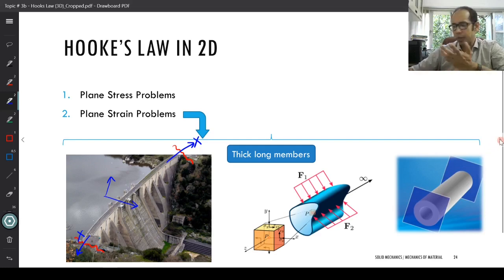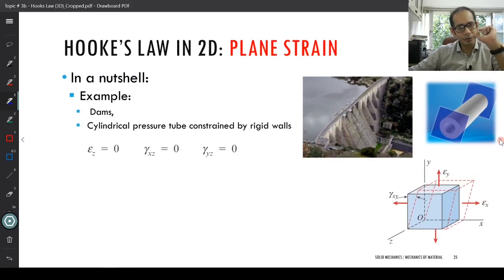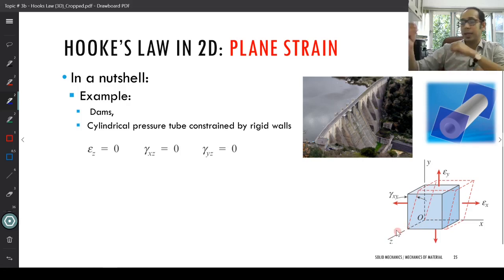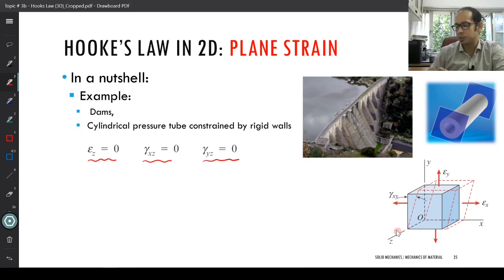So if we go ahead and take a look again from the generic formula, if we just reduce it over here, now what we are looking at is a z direction. If you take a look at our element over here, about this z direction, you're not allowing any amount of strain. So essentially your epsilon z becomes equal to 0, your gamma xz becomes 0, and your gamma yz becomes equal to 0 as well.